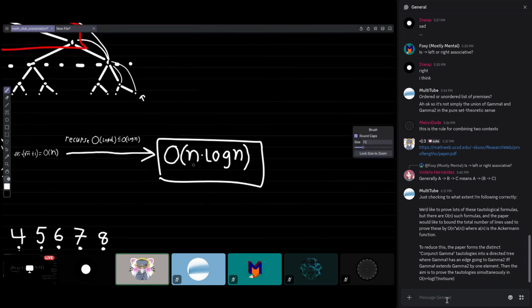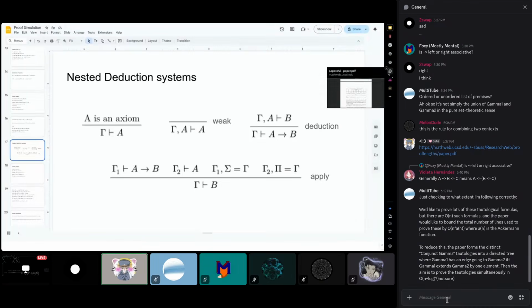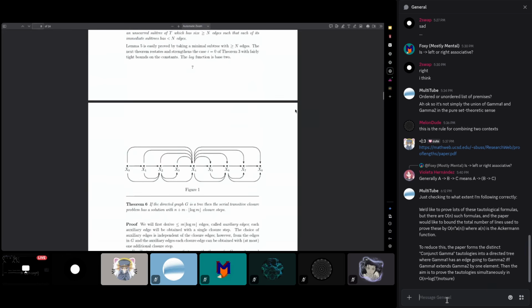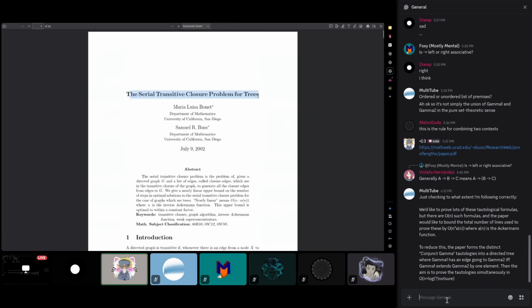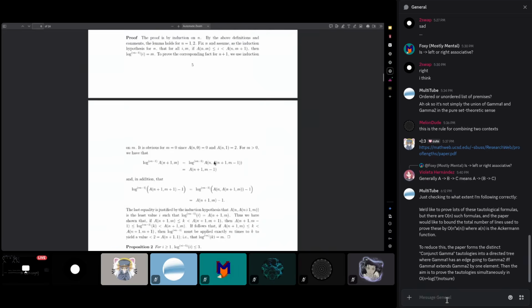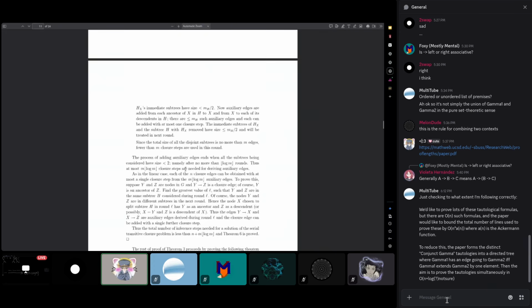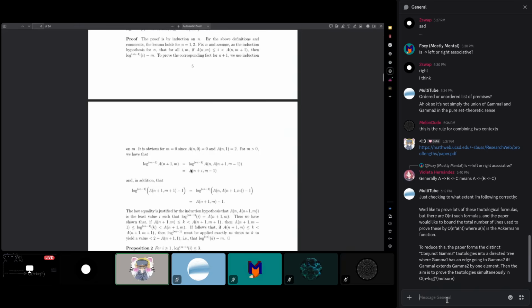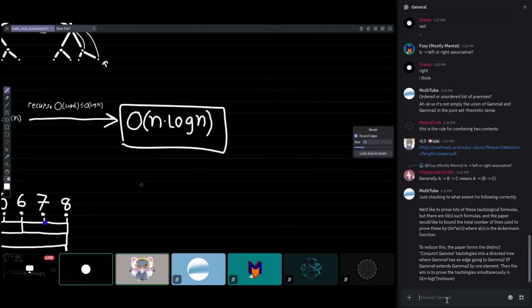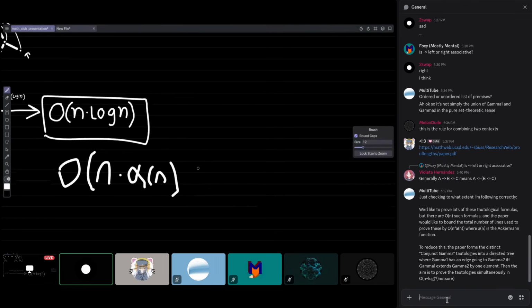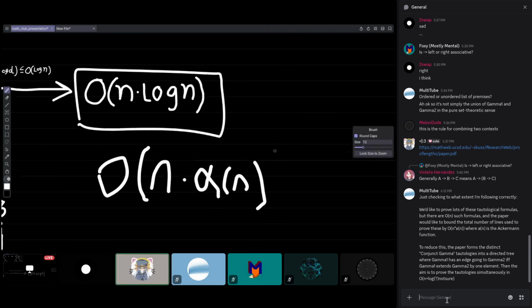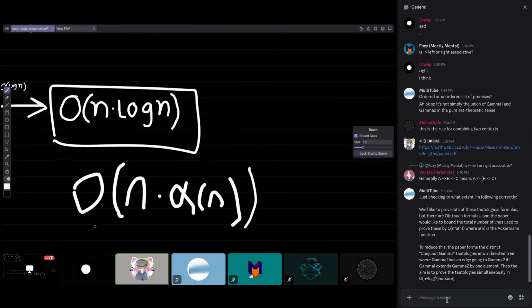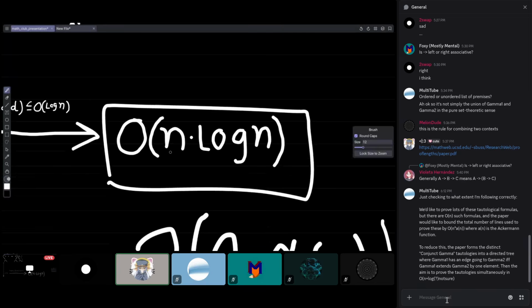So this is what they called the serial transitive closure problem for trees. They actually prove a stronger version of this that gets you n times the inverse Ackermann function of n, big O of n. Whoa. How on earth do you do that? Yeah, it's a bit more contrived, but n log n is good enough for my use case.